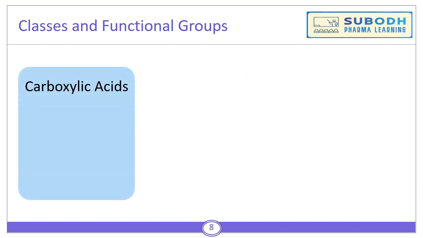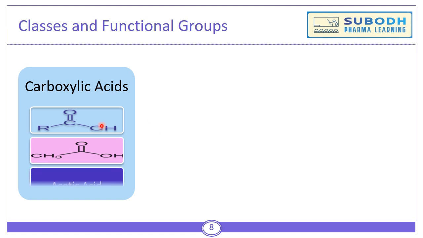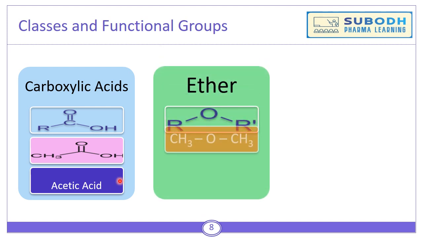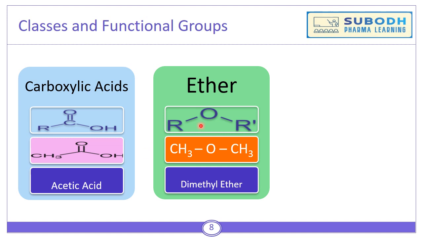Carboxylic acids have the structural formula RCOOH, that is C=O, and OH is attached to it. For example, acetic acid. The next functional group is ether, having formula ROR', where R represents the hydrocarbon portion. For example, dimethyl ether.